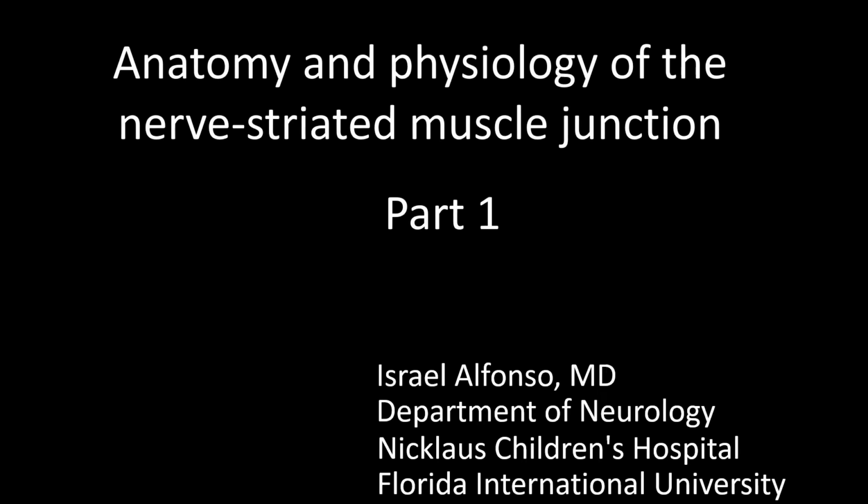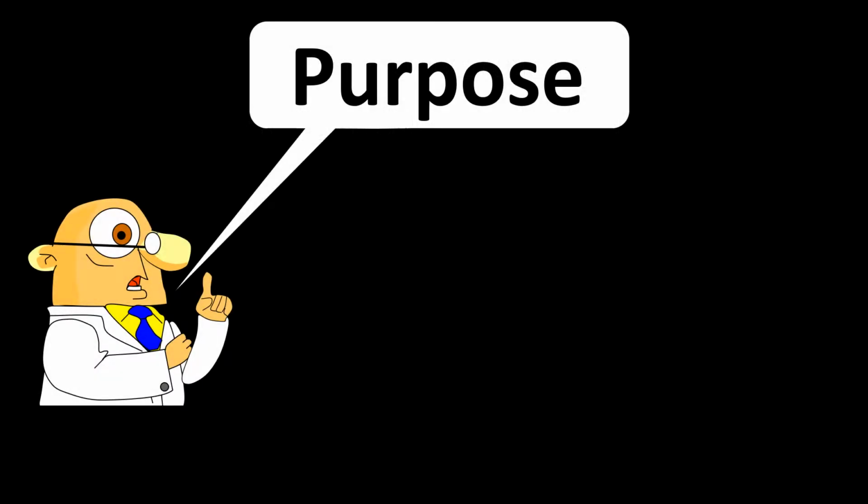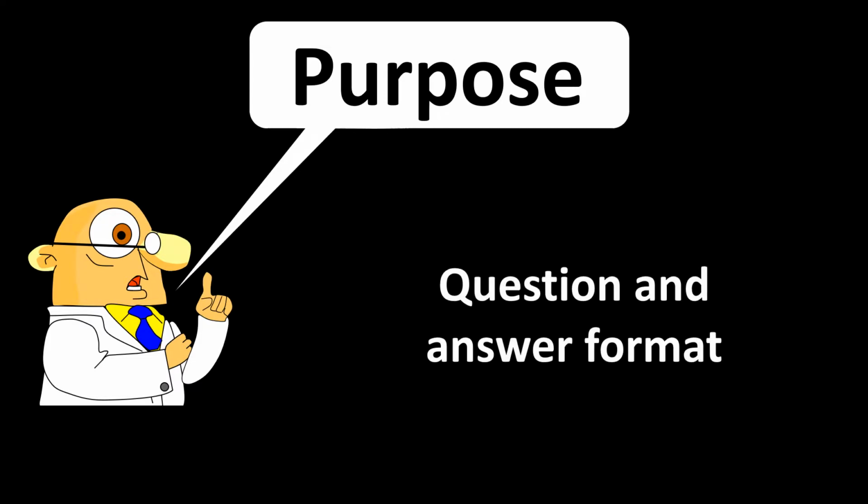This talk is intended for medical students and residents starting their neurology rotation. It is about anatomy and physiology of the nerve striated muscle junction. The purpose of this talk is to explain how this junction works in order to later understand the pathological conditions affecting it. This talk will be conducted in a question and answer format.